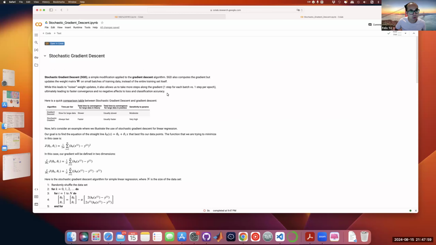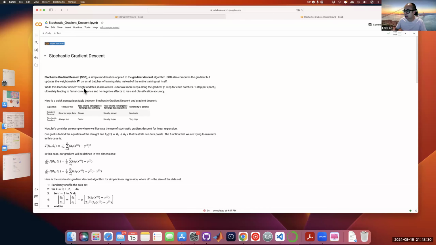Okay, so before we talk about homework 2, I will quickly mention a little bit on stochastic gradient descent. This is a quick summary of SGD. We compute a gradient, but update the weight matrix W on very small batches of the training data, instead of using the whole training set itself.